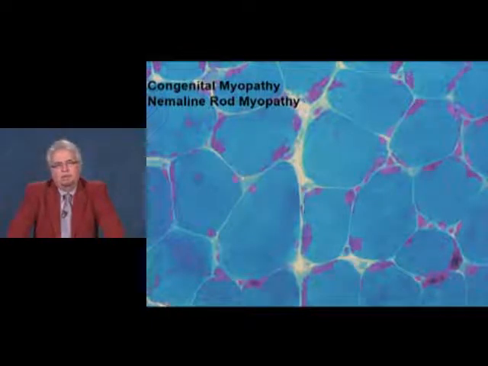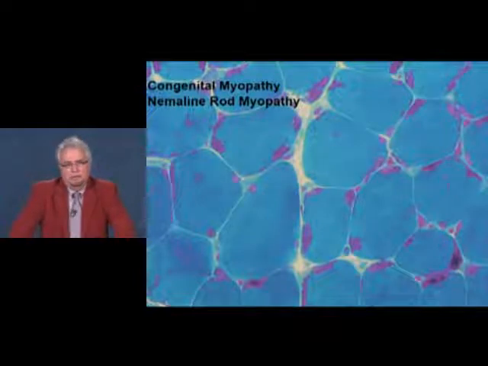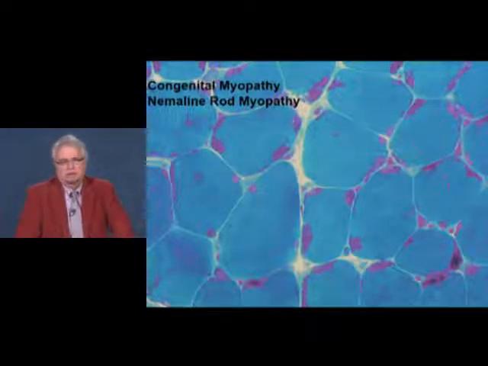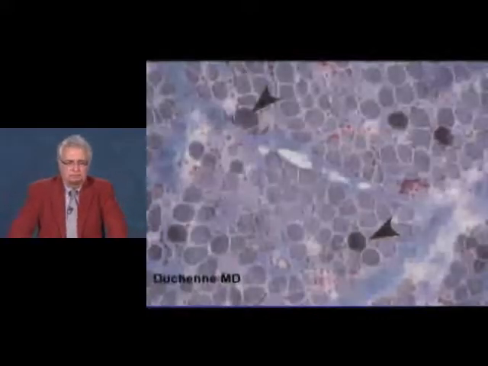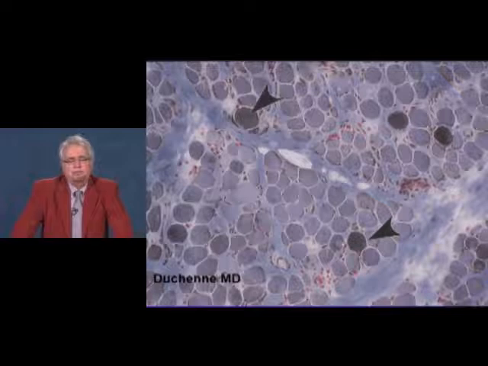You can see that the architecture of the fibers is preserved. You don't see fiber degeneration. You don't see accumulation of connective tissue, but you do see those inclusions known as nemaline rods. But it is not a muscular dystrophy. This is a biopsy from a patient who has Duchenne muscular dystrophy.